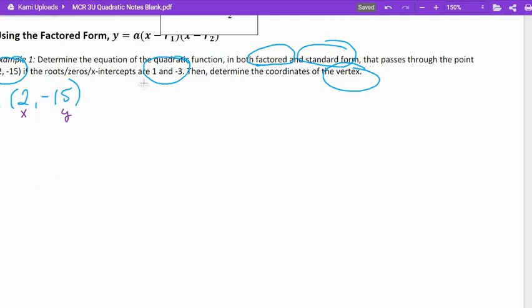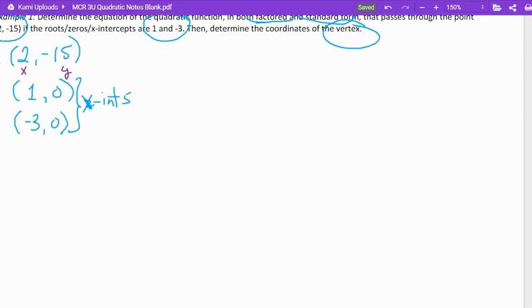Next, I know that I have roots, but roots are the same thing as x-intercepts. And we said that for x-intercepts, the y's are 0. So that means I've got (1, 0) and (-3, 0). Right? These are my x-ints. So we've got 3 points. We can do this. It's enough information. We're going to start off by using the factored form.